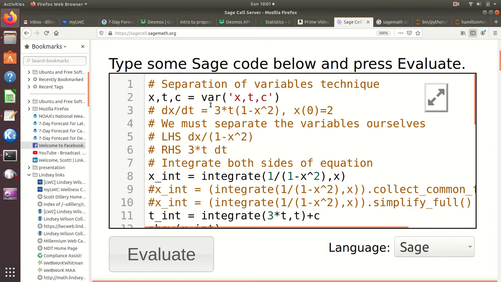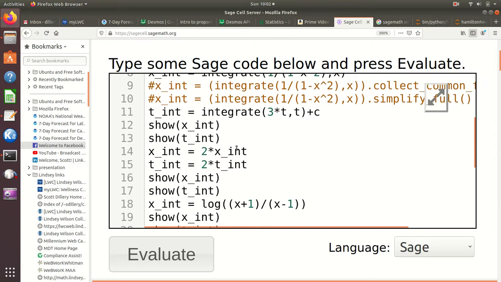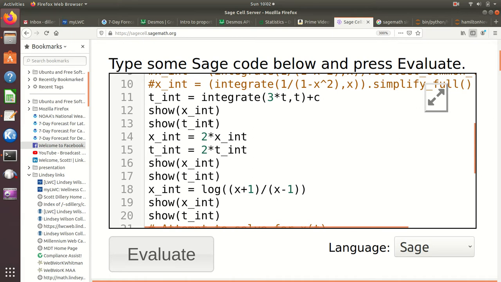So as we look here again, this is the same code we did before. We initialize x, t, and c. Here I'm discussing what I solved. Here I'm saying integrate that left-hand side with the x's, integrate the right-hand side with the t's. And again, I don't need these things anymore because they didn't work. Then I showed what I got so I could see, and then I realized, okay, I'll multiply both sides by 2. So xnt was the left side, tnt was the right side. I'm multiplying them both by 2.